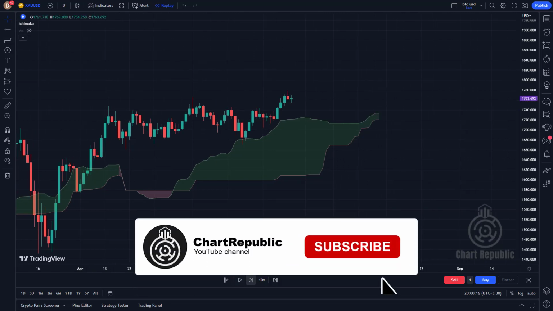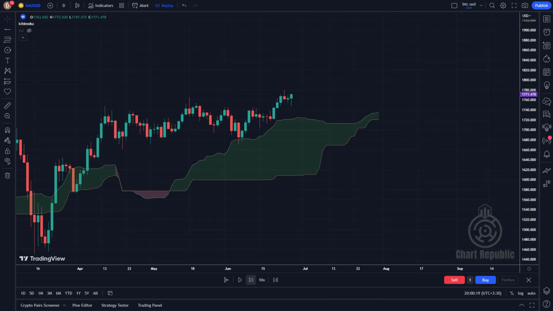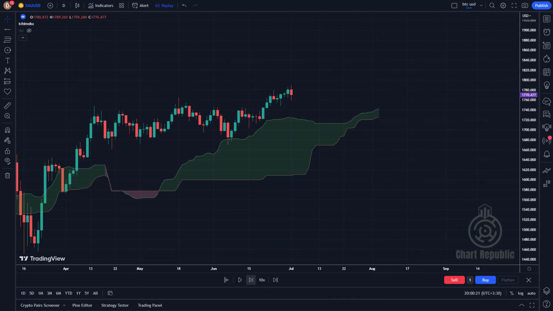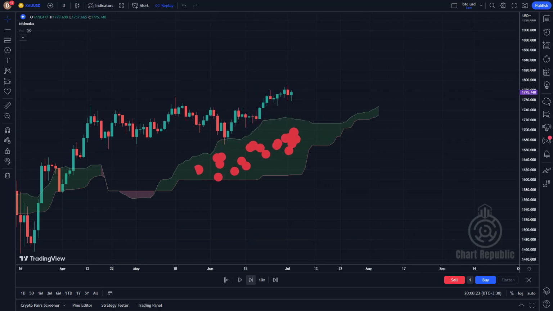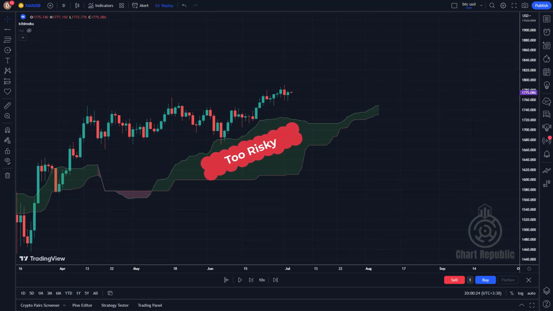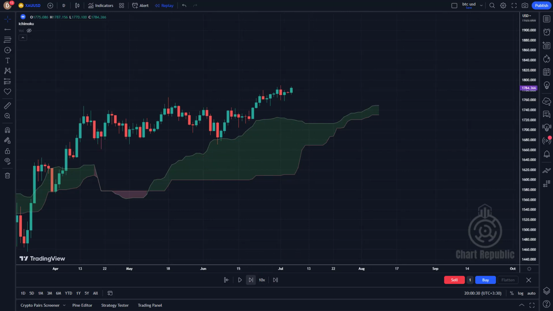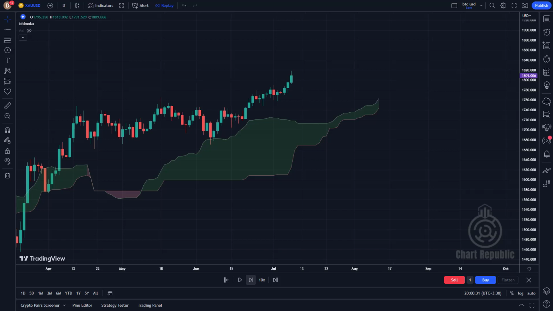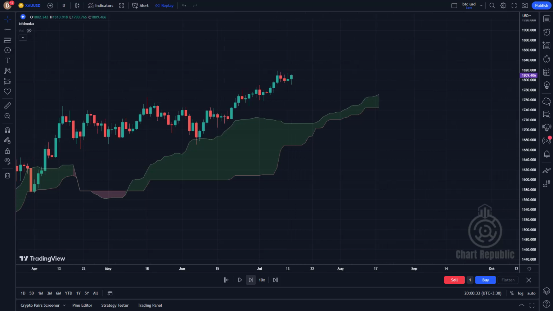Therefore, based on everything that has been discussed, this thick green Kumo here represents a very strong support area that candles cannot easily penetrate, and even if they do, trading inside the Kumo carries a high level of risk. In the upcoming chapters of this video series, I will teach you how to trade inside the Kumo in specific situations. However, we have a long way to go before we get there.